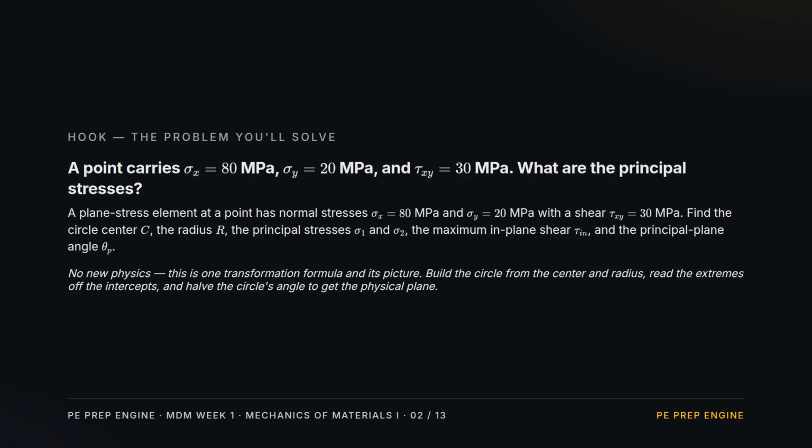Here's the problem. One point, three numbers: 80 in X, 20 in Y, and a 30 shear. Find the center of the circle, its radius, the two principal stresses, the maximum in-plane shear, and the angle to the principal plane. It's one formula drawn as a circle. Build it from a center and a radius, then read the answers straight off.